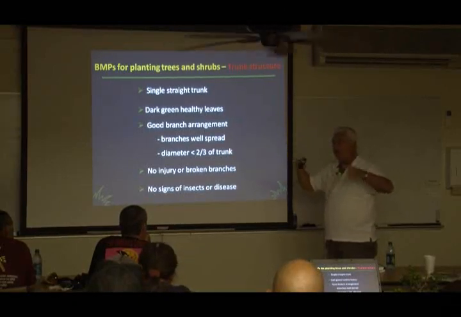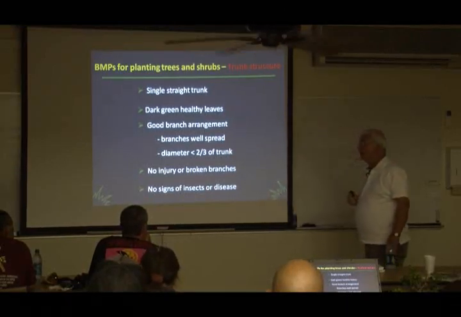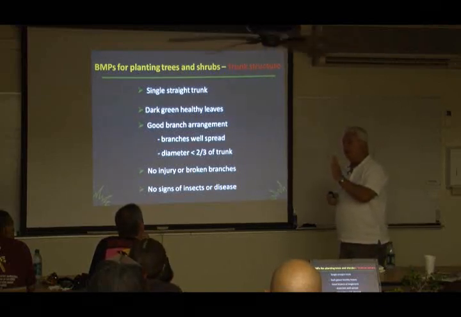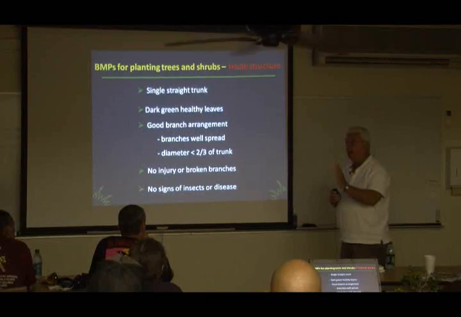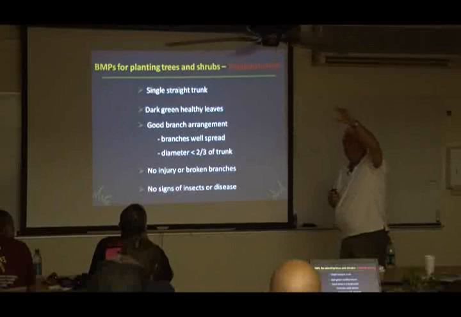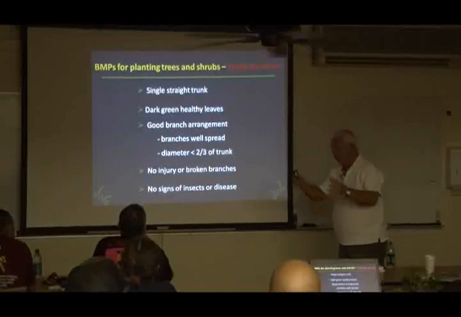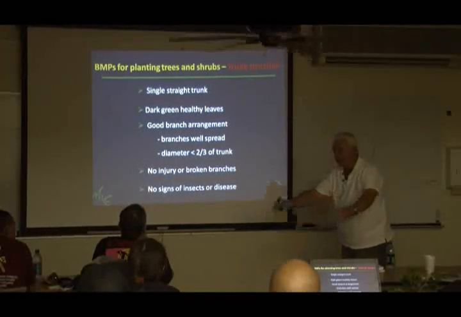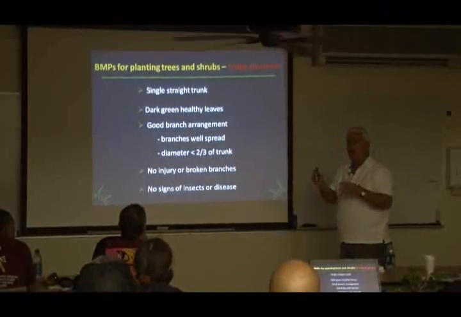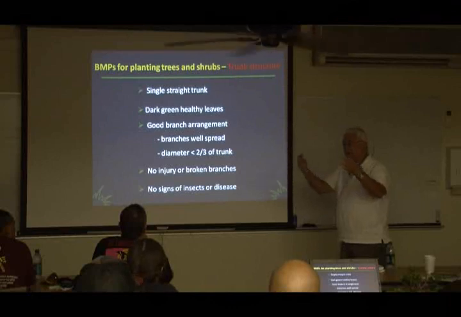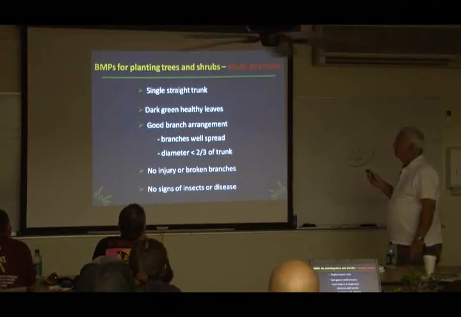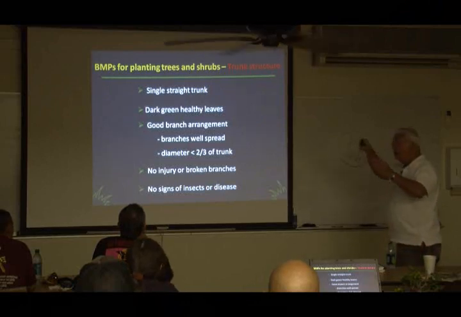Main limbs. But when you plant them initially, you want to start out with one single leader, because remember, that part of the tree isn't going to grow anymore. So you want one straight one going up to a certain point before you start forming some branches. If you have one that's already forking down here, chances are you're going to get a codominant situation where that tree will eventually split down the middle. So single straight trunks, good healthy leaves, good branch arrangement.